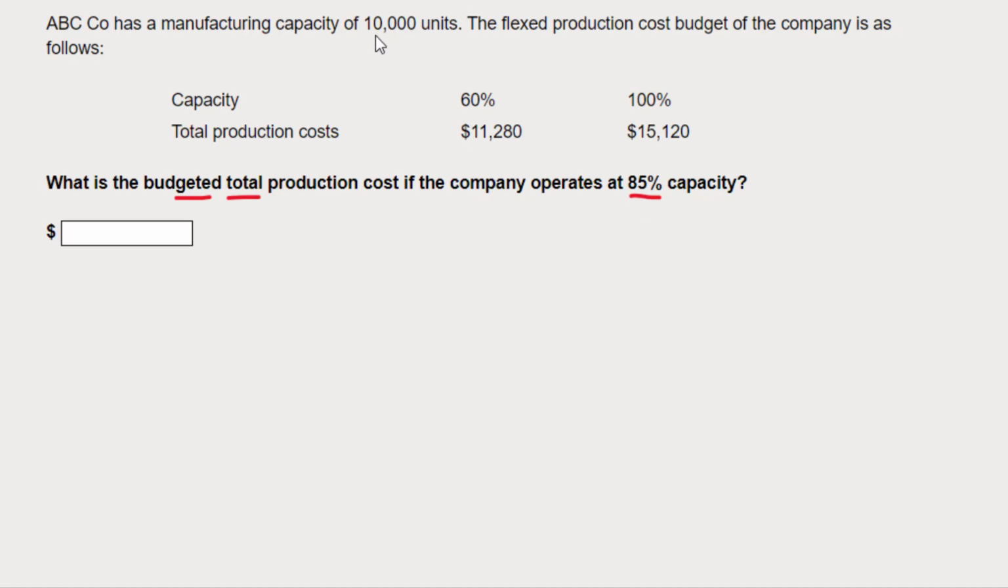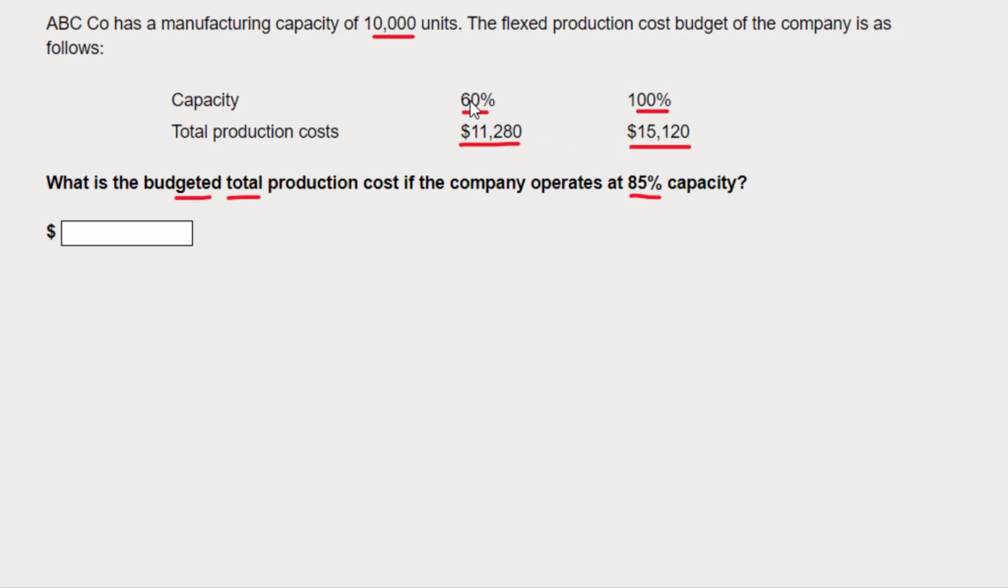And in the scenario, we're told that they can make up to 10,000 units. And here's my production cost at two different production levels, 60% and at 100%. And here's my total production cost at each of those two levels. You can see there's a change, can't you, in the production costs, which means there must be at least some part of this that's variable.